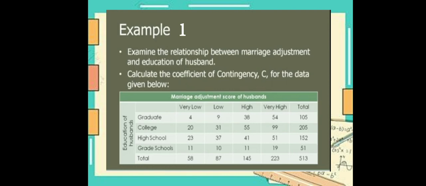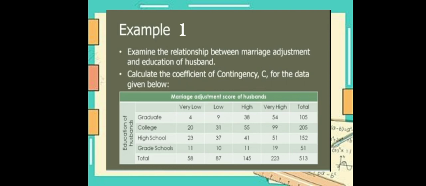So we have the data sets, right? We have the given data. We have totals for each row and each column. The first row has a total of 105. The second row has a total of 205. The third row has a total of 152, and the last row has a total of 51.